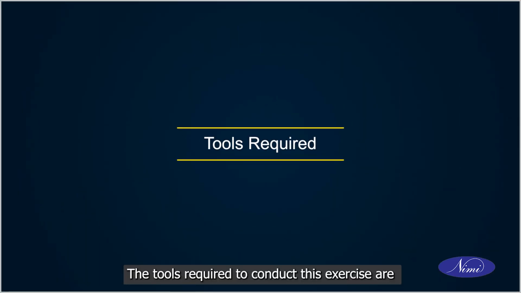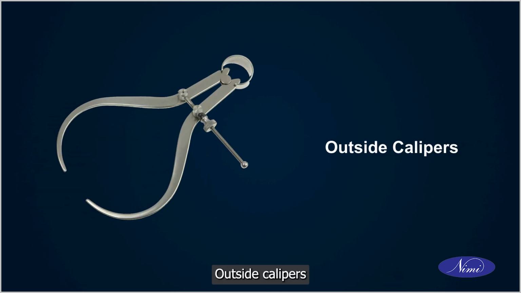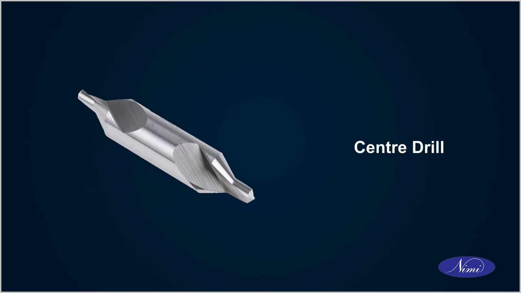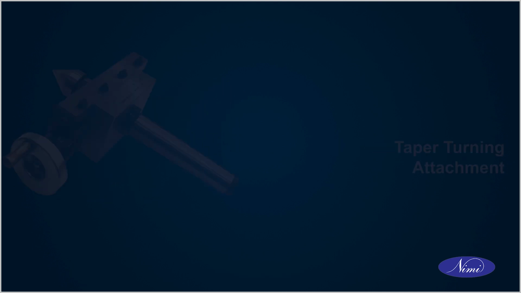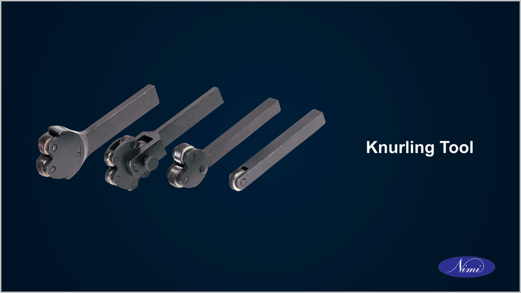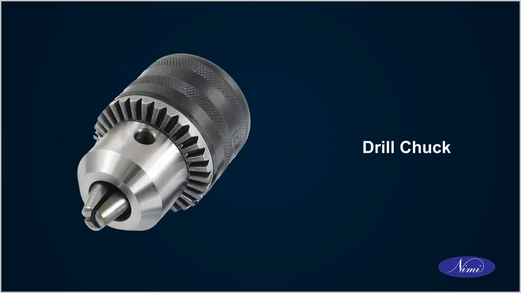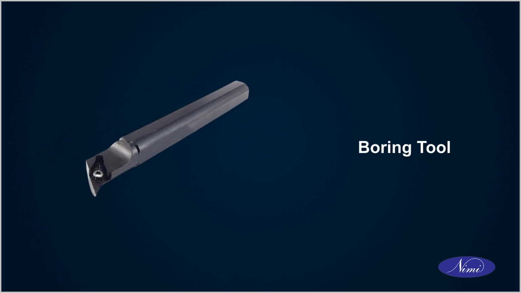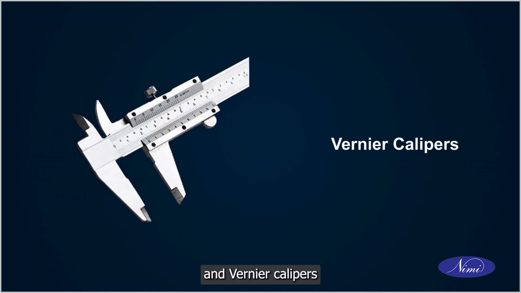The tools required to conduct this exercise are steel rule, outside calipers, facing tool, center drill, chamfering tool, taper turning attachment, knurling tool, drill bits, drill chuck, parting tool, boring tool, vernier bevel protractor, and vernier calipers.